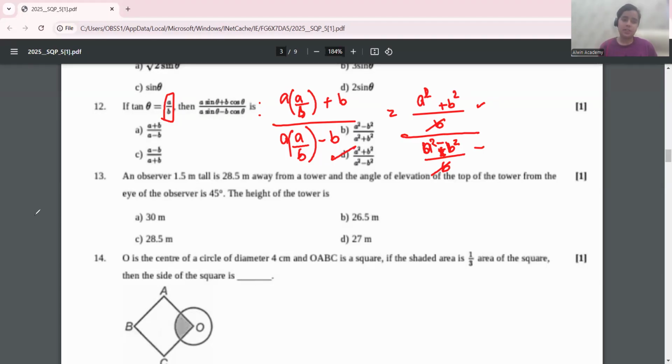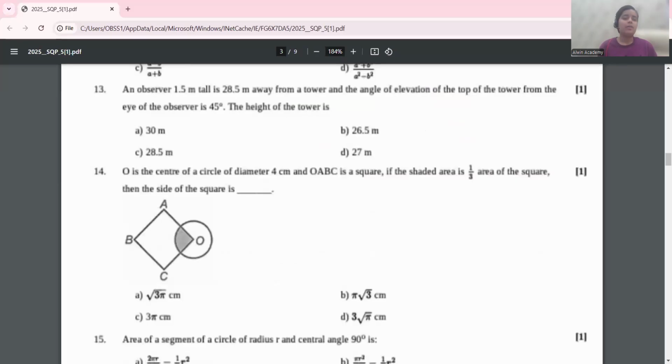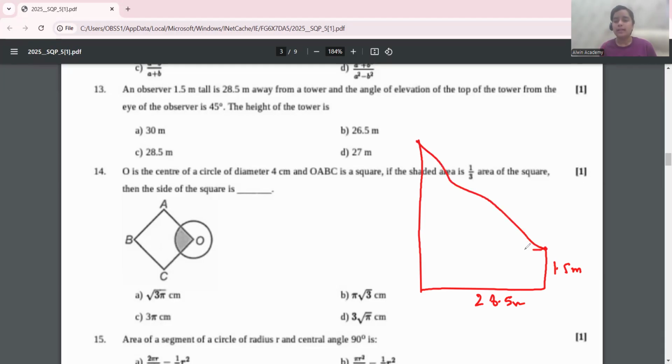Going to the next question, an observer 1.5 meter tall is 28.5 meter away from a tower. So this is 1.5 meter. This is 28.5 meter. And the tower is of course higher than the observer. The angle of elevation of the top of tower from the eye of the observer. So if I join these two and draw a line here, this would be the normal eye level and the angle of elevation is given 45 degree. Now we have to find out the height of the tower.